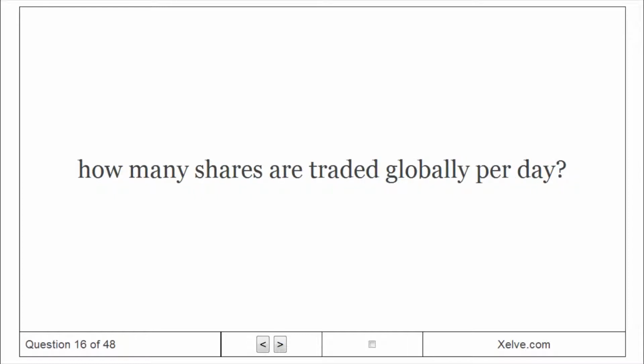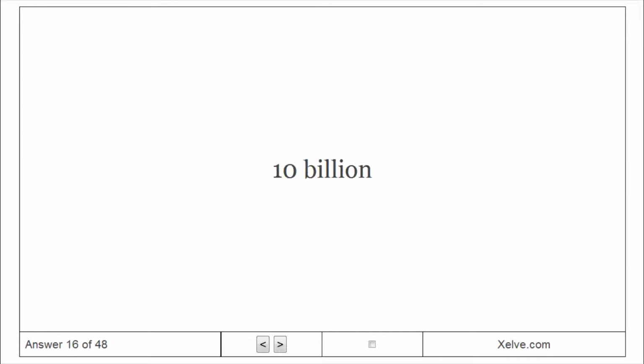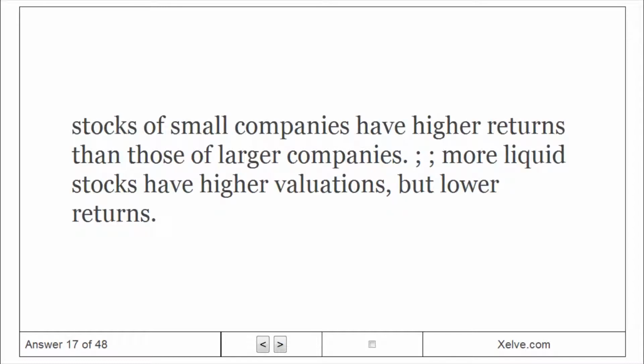How many shares are traded globally per day? 10 billion. Research findings: stocks of small companies have higher returns than those of larger companies. More liquid stocks have higher valuations but lower returns.